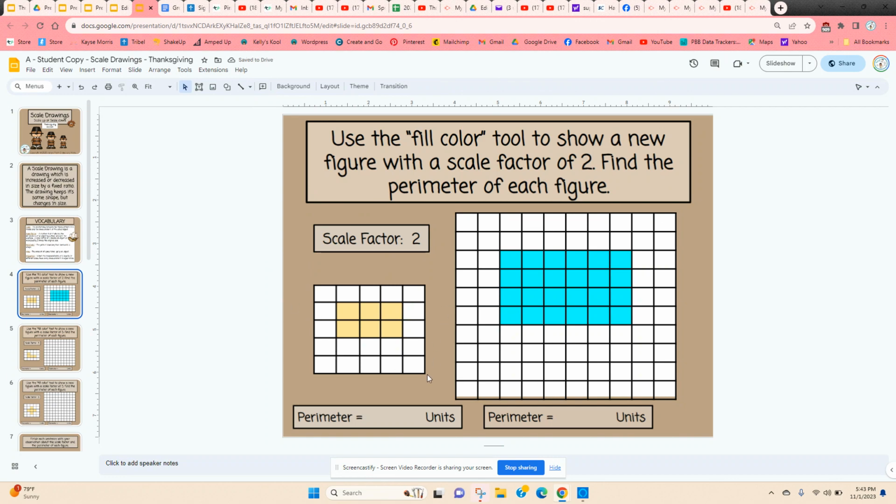Now we want to also look at what happens to the perimeter when we have a scale factor of 2. The perimeter of the smaller figure is 10 units if you count around the outside. The larger drawing is 20 units if you count around the outside. So you can see that when you're scaling up by a scale factor of 2, you just multiply the perimeter by 2.